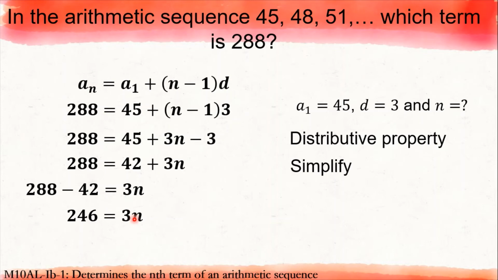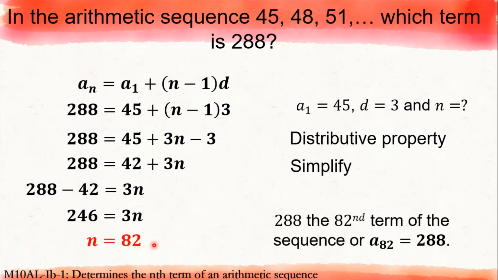Eh, ang target natin is to solve for n only. So, we need to divide both sides by 3. So, 3n divided by 3 is n. Then, 246 divided by 3 is 82. So, our n is 82. So, anong ibig sabihin nun? 288 is the 82nd term of the sequence, or a sub 82 is equal to 288.